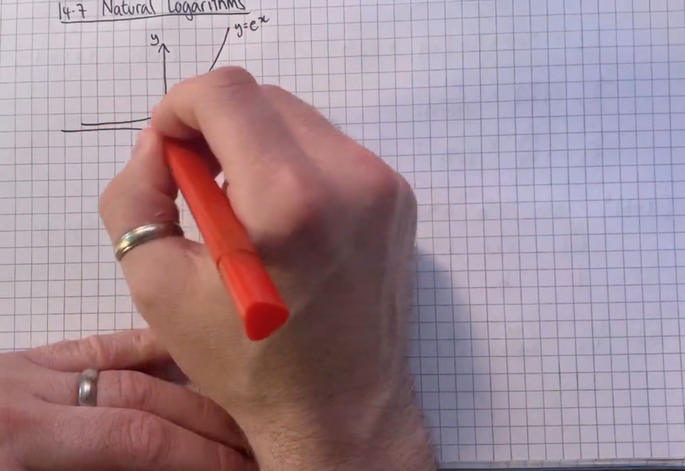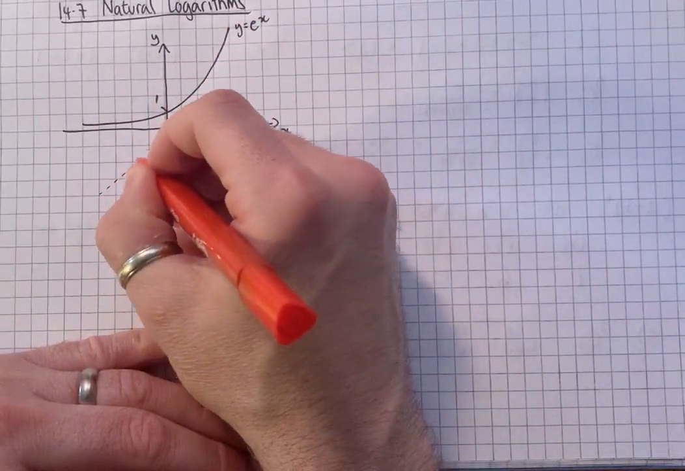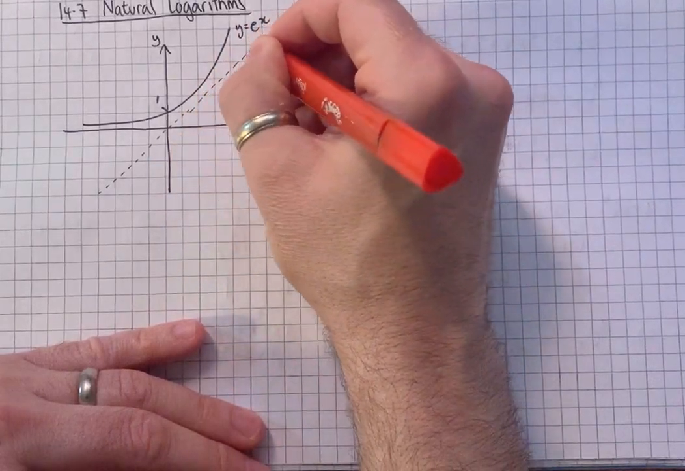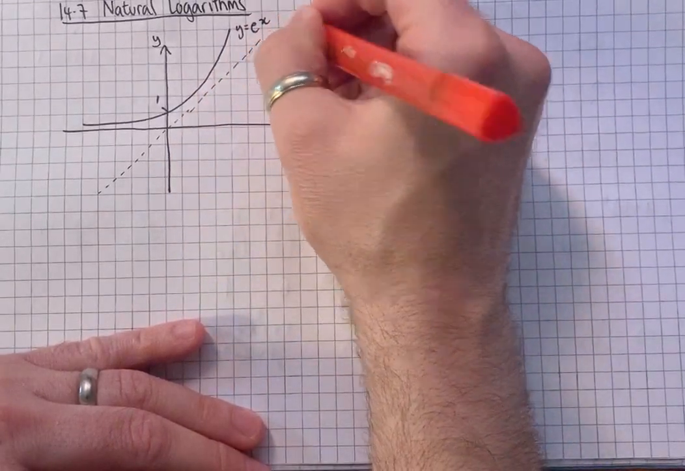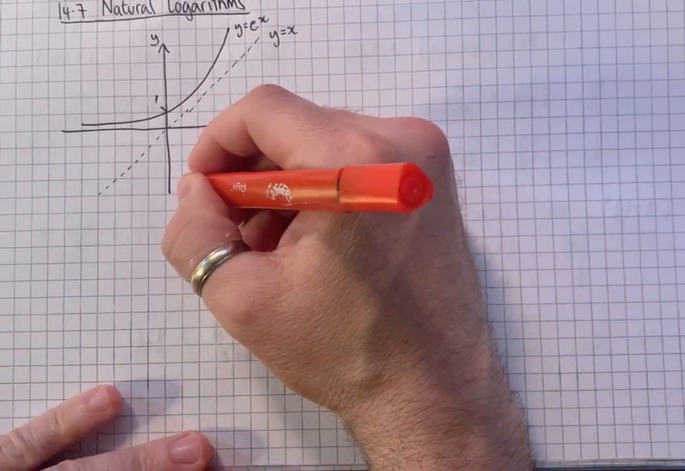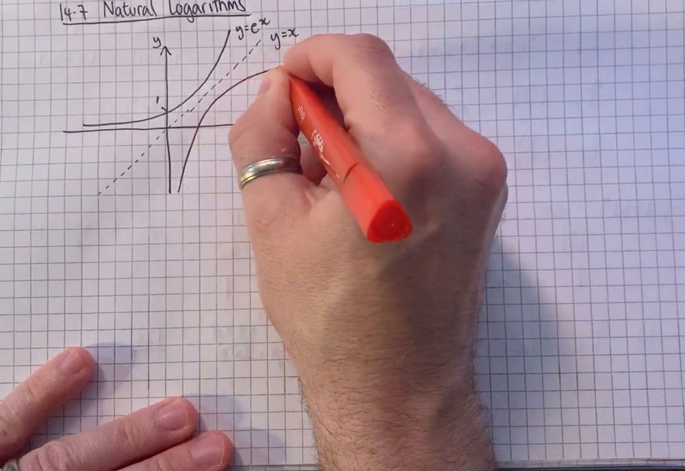So I've got the graph here of e to the x, which passes through 1. So if I put in the line y equals x, then ln x is going to be a reflection through that line. It's going to look something like so.